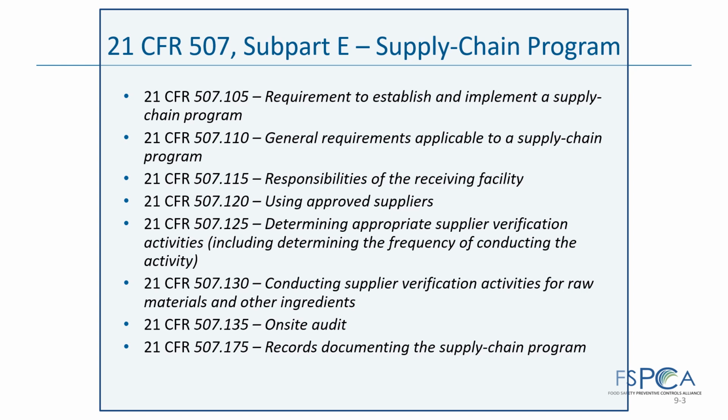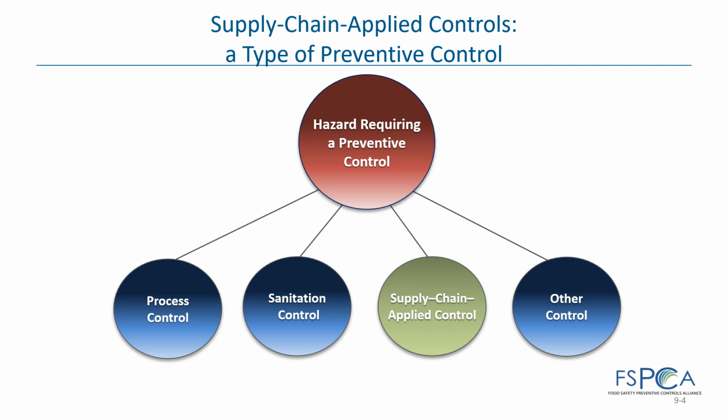Those other two types of preventive controls are controlled in-house in the facility, and this type of control is controlled at the supplier, so outside of the facility. So it's a very different situation, with a very different management style. We've seen this graphic before. This is just a reminder of the different options of preventive controls. In chapters 6 and 7, we talked about process controls. Chapter 8 was all about sanitation controls, and now we're in the supply chain applied control world.